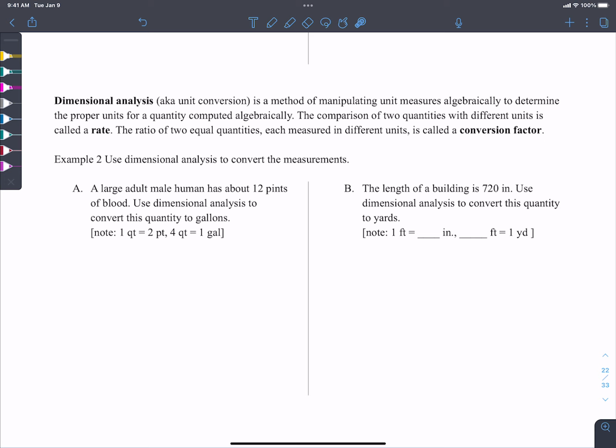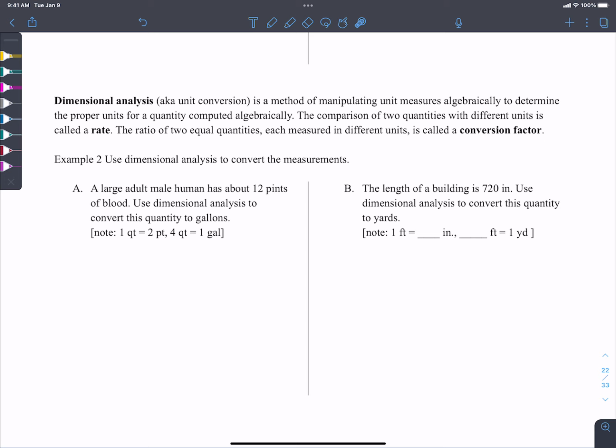Okay, it is a method of manipulating a unit of measure algebraically to determine the proper unit for the quantity computed algebraically. The comparison of two quantities with different units is called a rate. The ratio of two equal quantities, each measured in a different unit, is called a conversion factor.